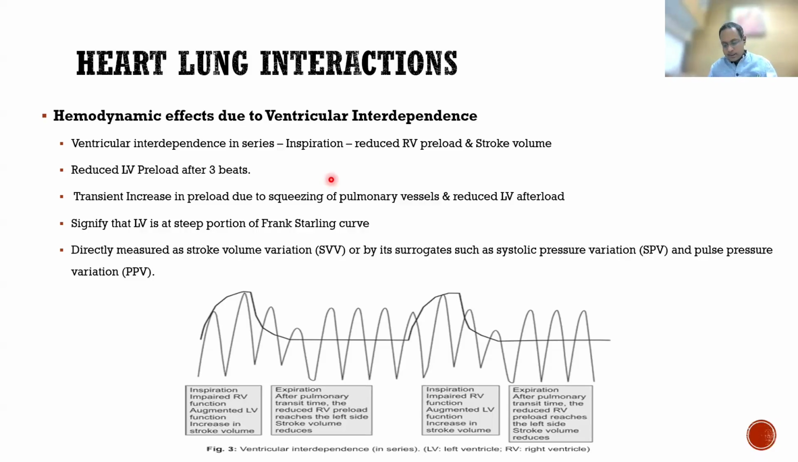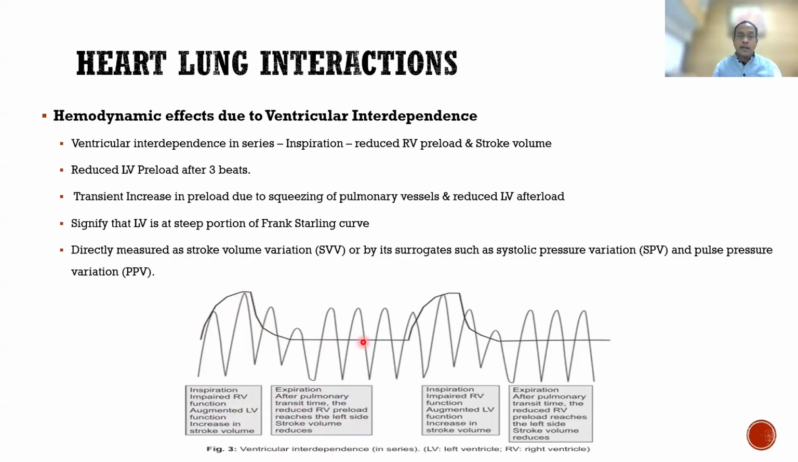Then finally, the left ventricular preload decreases because of the decreased venous return. Okay, and the transient increase in preload due to squeezing of pulmonary vessels and reduced LV afterload actually signify that the left ventricle is at the steep portion of the Frank-Starling curve. So this is what is happening during inspiration. The impaired RV function and augmented LV function increase the stroke volume. Okay, and after 3 beats, the RV preload as well as the left ventricular preload decreases. These changes in right ventricular preload and left ventricular preload are accentuated if the patient is volume deficient or if the LV is in the steep portion of the Frank-Starling curve.